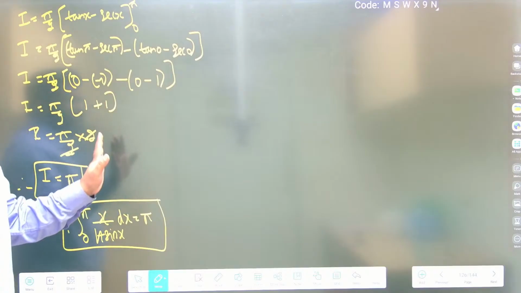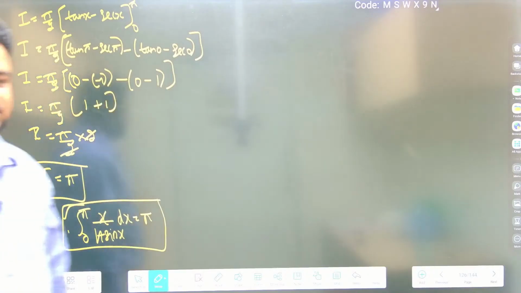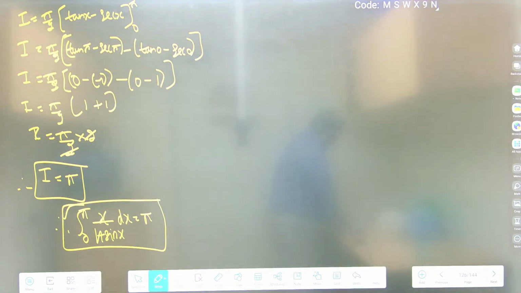Clear, friends? This is the way you got to solve this question. Clear? So let us go to the next question, friends. Whatever questions I am solving in yesterday's and today's class are more than enough for your examination. No need to solve anything extra. Okay, let us go to the next question.